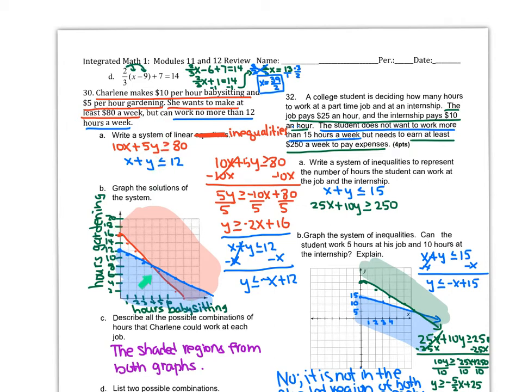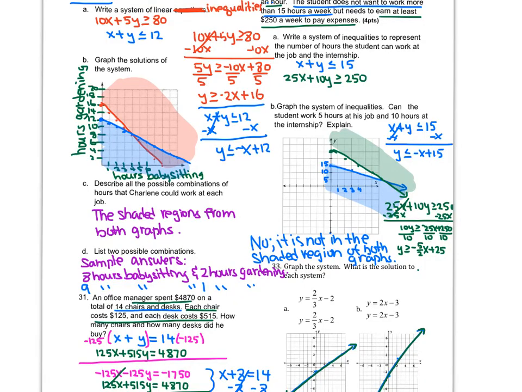But if you notice, the blue line goes down, the red line goes up. So my answer is not here, my answer is not here, my answer is not where there's white spots, but the answer is where they're both overlapping, which means that my answers would be in this little shaded area here. Okay, so the shaded region from both. A sample answer to this would be that a babysitter can work 8 hours of babysitting and then 2 hours of gardening, and it will satisfy the system.